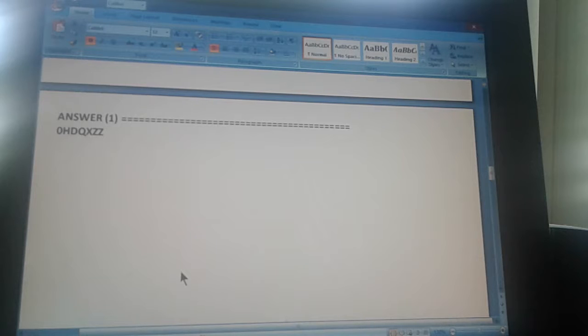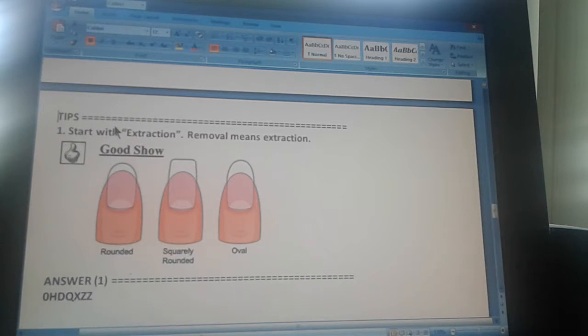Okay, the answer is 0HDQXZZ. Did you get that? If you got it, congratulations. If you didn't get it, let's give you a couple of tips. One tip: start with extraction. In PCS, removal means extraction. If the doctor writes removal of thumbnail, don't look for removal. Start with extraction. This is the specific language for PCS. So start with extraction, and then you should be able to find the answer.